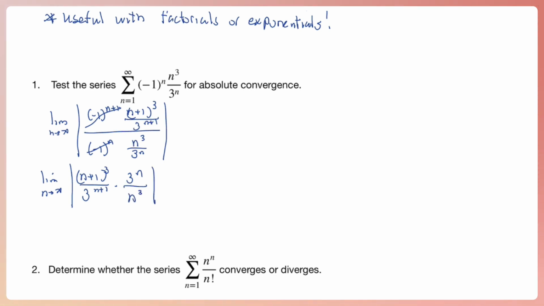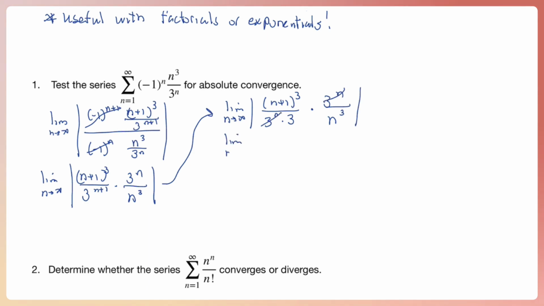All right, so now we're going to do a little algebra so that we can simplify this down. Well, I know 3 to the n plus 1 is the same as 3 to the n times 3. So I can rewrite the first fraction as the quantity n plus 1 cubed over 3 to the n times 3. And then the second fraction, keep it the same, 3 to the n over n cubed. So the 3 to the n's cancel out. And so that leaves us with the coefficient 1/3, which we can factor out.